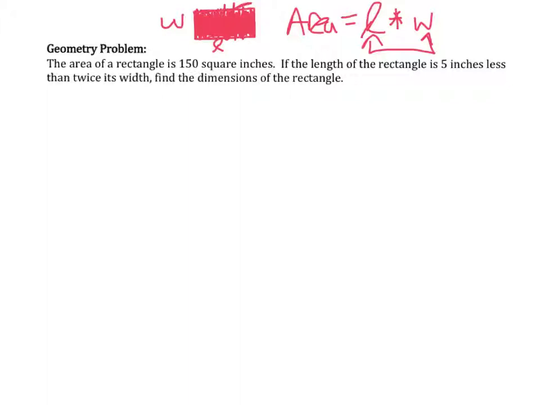It says the area of a rectangle is 150 square inches. If the length of the rectangle is 5 inches less than twice its width, find the dimensions, remember dimensions mean length and width, of the rectangle. All right, we already know what formula we're going to use. We're going to use A equals L times W.